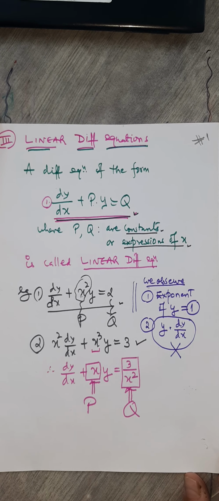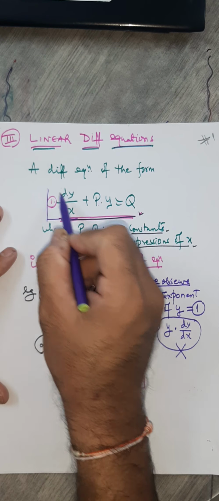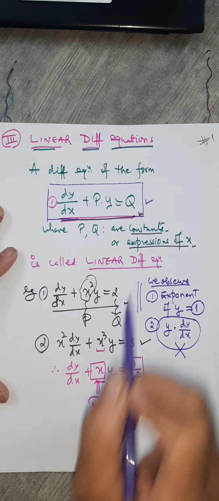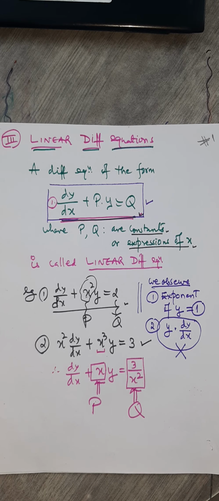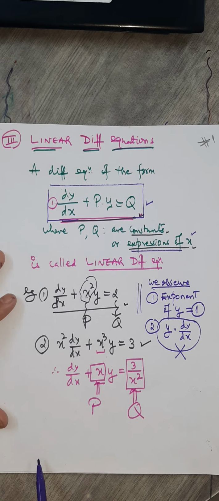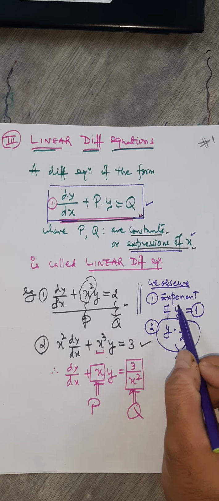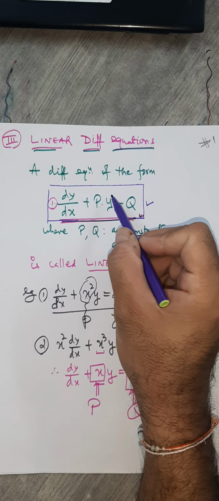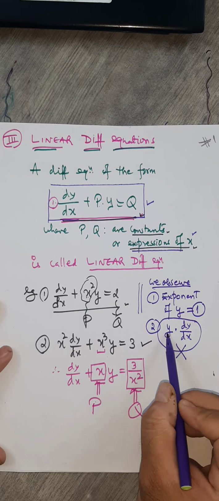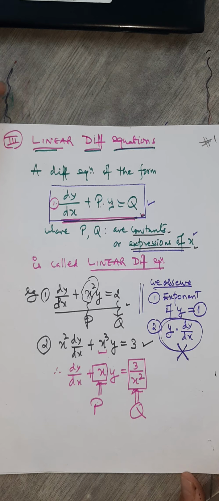Why I'm emphasizing the standard linear differential equation, I'll tell you. But this is a standard linear differential equation: dy by dx plus p into y equals to q, where p and q can be constants or expressions of x, as I gave two examples. One more thing, in a standard linear differential equation, y square should not be there, remember, the power is 1. And y and dy by dx should not be in a product. That is not a standard linear differential equation.